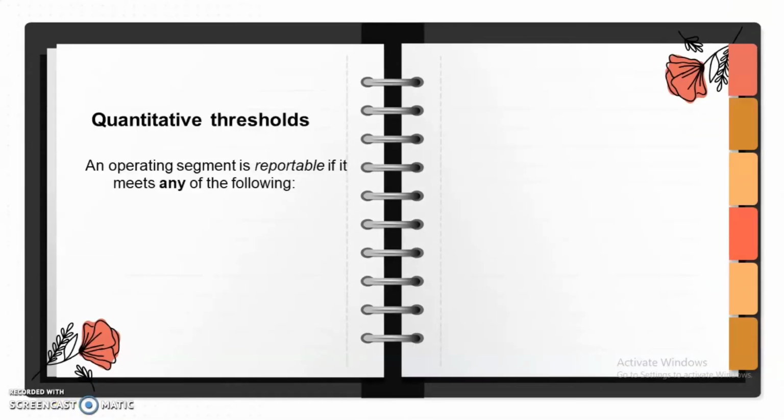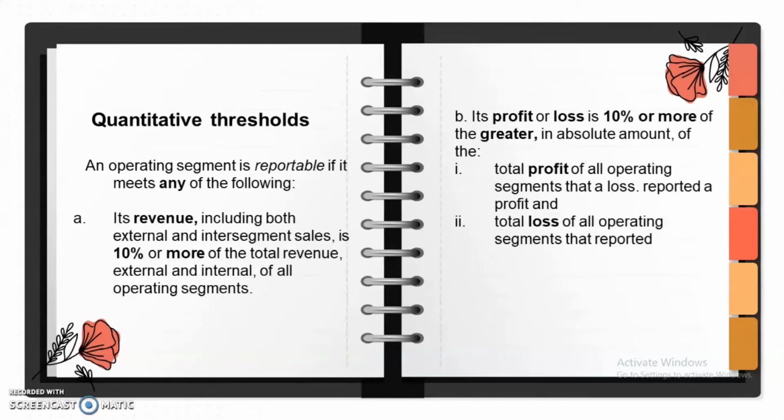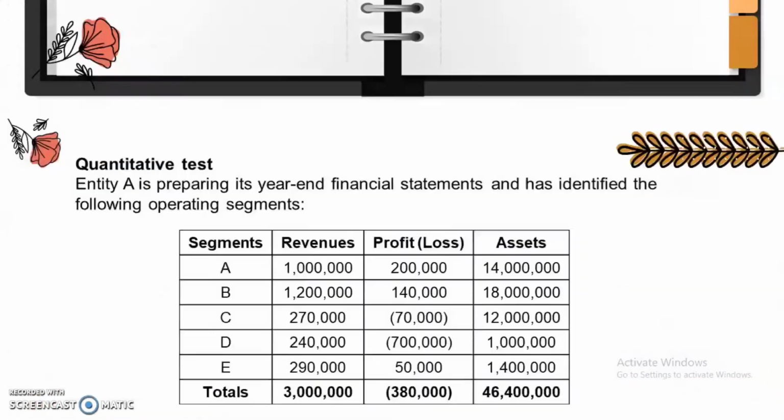Next is the quantitative thresholds. An operating segment is reportable if it meets any of the following: revenue, profit or loss, or asset. Magiging reportable lang ang isang operating segment if na-meet niya na ang isa sa mga sumusunod. If wala naman siyang na-meet kahit isa o hindi siya qualify sa ginawang quantitative test, hindi siya magiging reportable. Para malaman kung qualify ang isang operating segments, kailangan muna silang i-test.